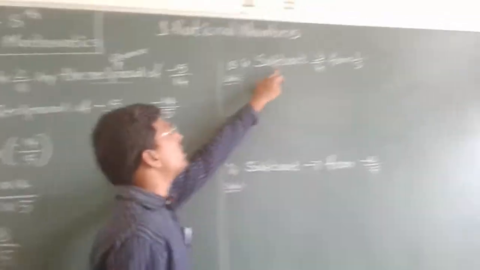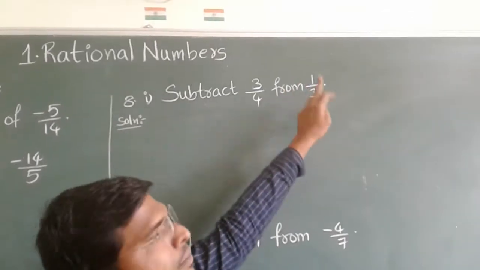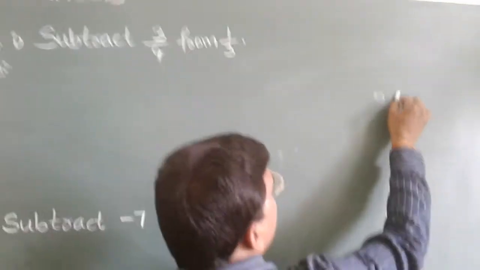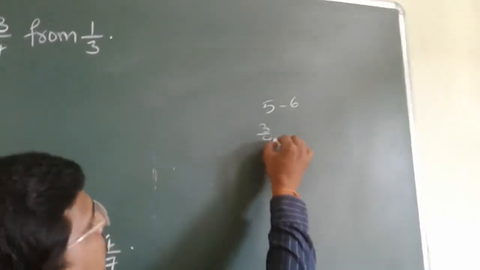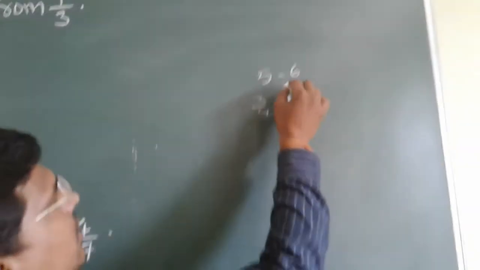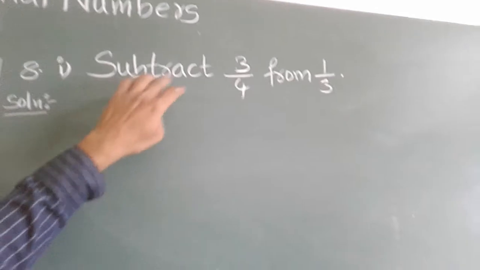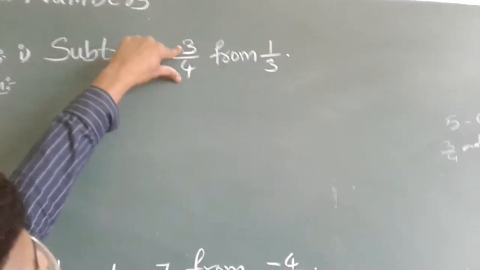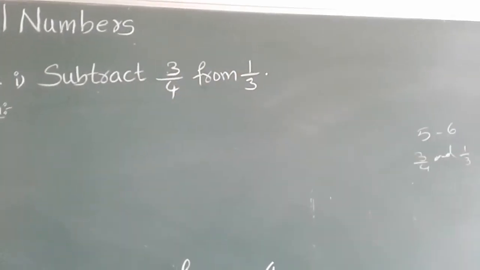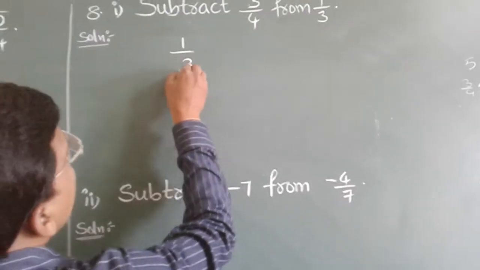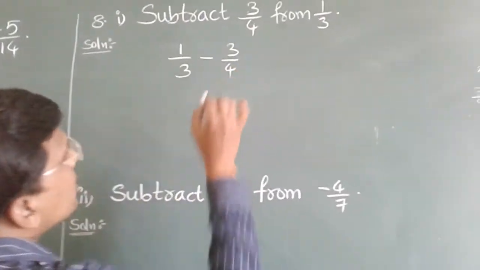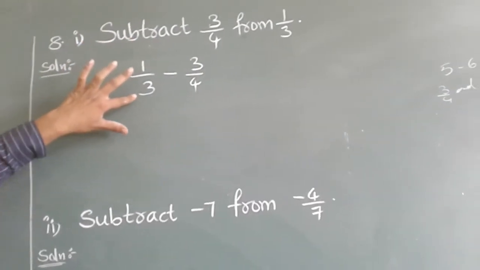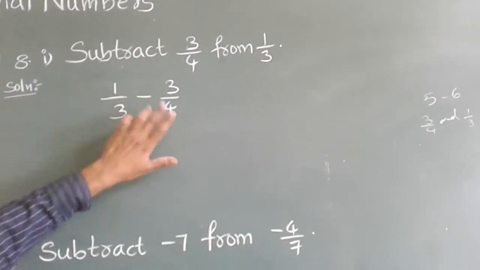Then coming to the question, subtract 3 by 4 from 1 by 3. Till now in the 6th and 7th we have seen 5 minus 6, or subtract 3 by 4 and 1 by 3, like this. But subtract 3 by 4 from 1 by 3 means we have to subtract the number 3 by 4 from the number 1 by 3. So here we can write 1 by 3 minus 3 by 4.